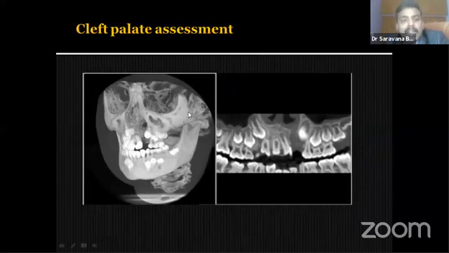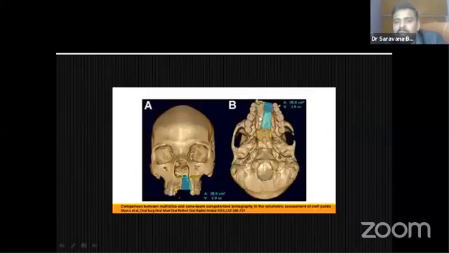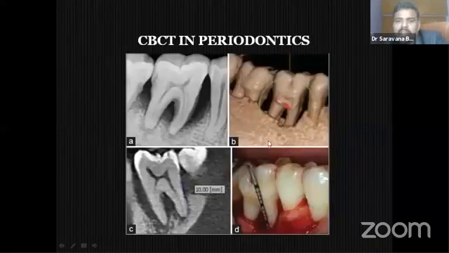Okay, and cleft palate assessment, the extent of the cleft palate. Okay, what is the status of the tooth present just adjacent to the cleft, whether it is a partial cleft or complete cleft. Before going for graft and during the surgery, we can analyze the volume of the cleft.